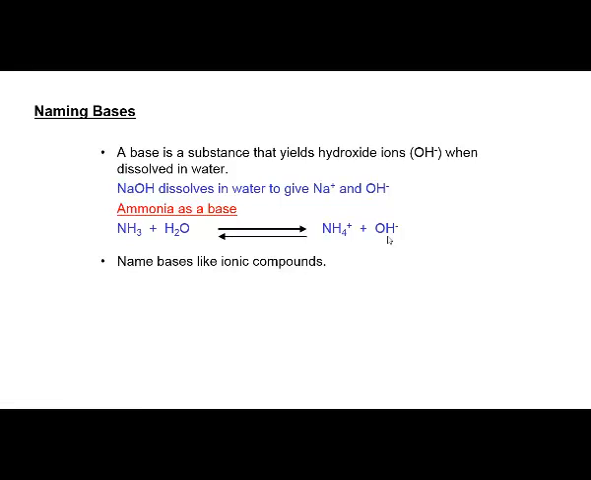Now this is only happening to a very small extent with ammonia and water. It's a weak base, so only a very small percentage of it is producing this, but there is a little bit of hydroxide. So this we would categorize as a weak base. Ammonia is a weak base. Sometimes you'll see it listed as ammonium hydroxide, even though that's a minor form in solution. Now, if I want to name bases, many of them are named just like ionic compounds. Ammonia was an exception here.